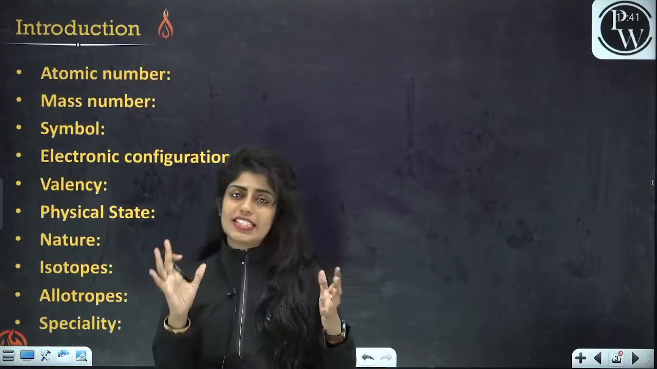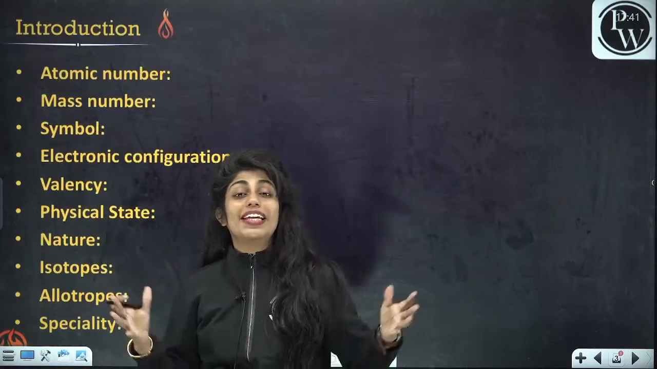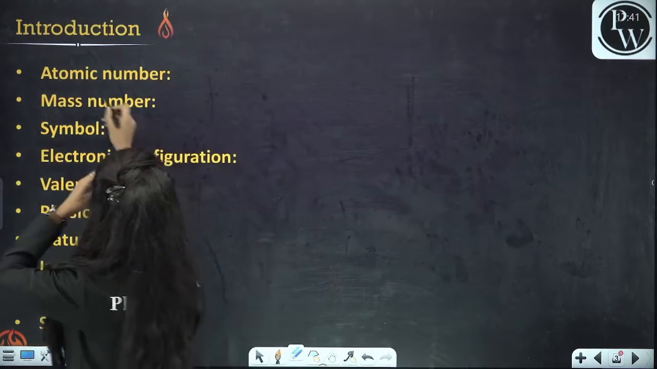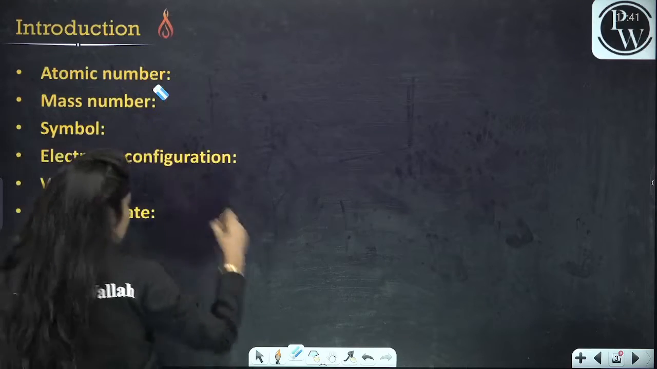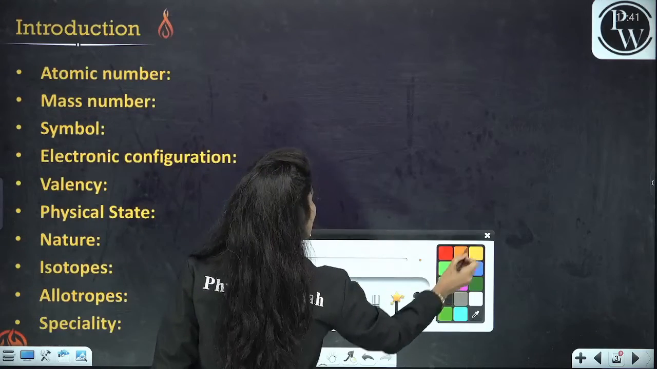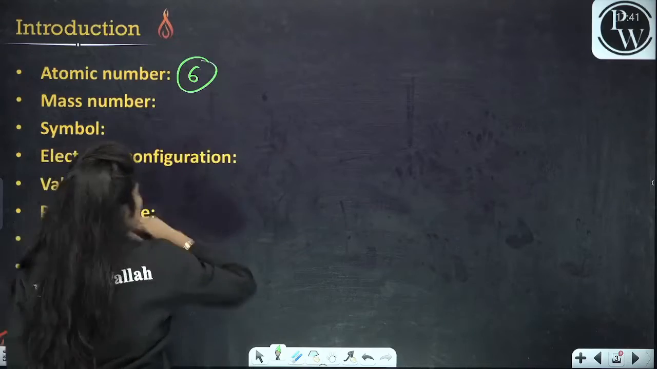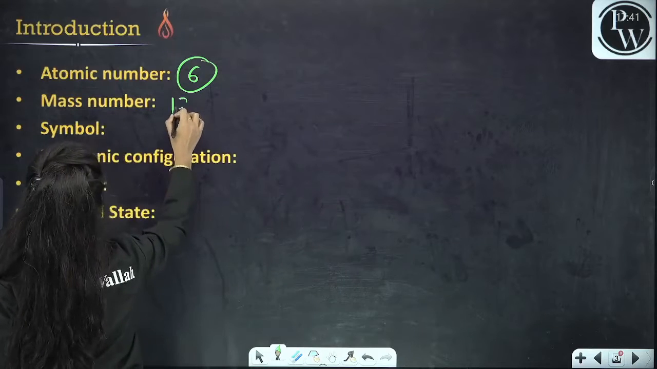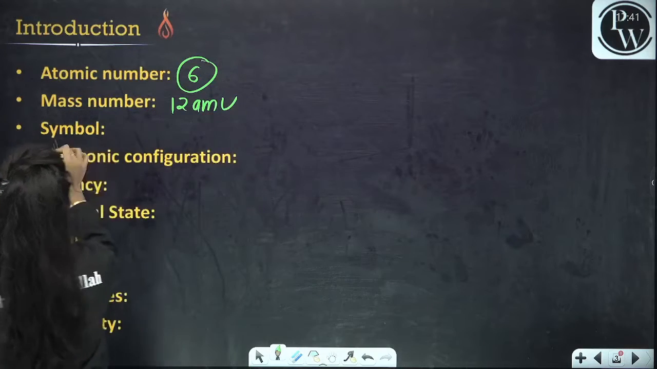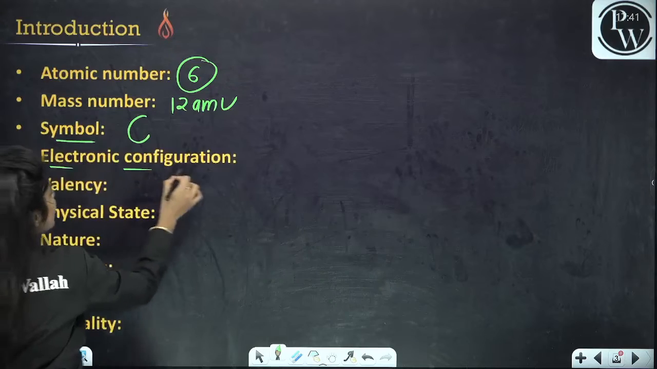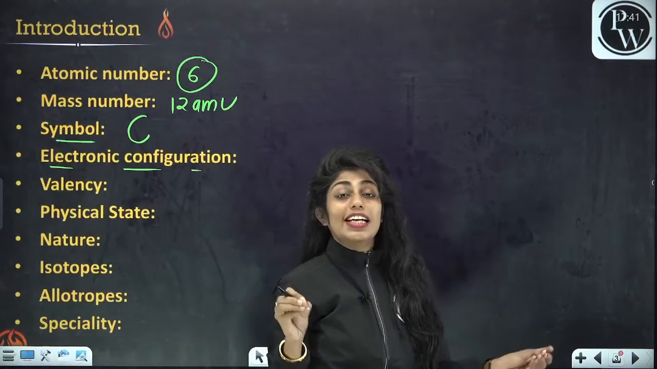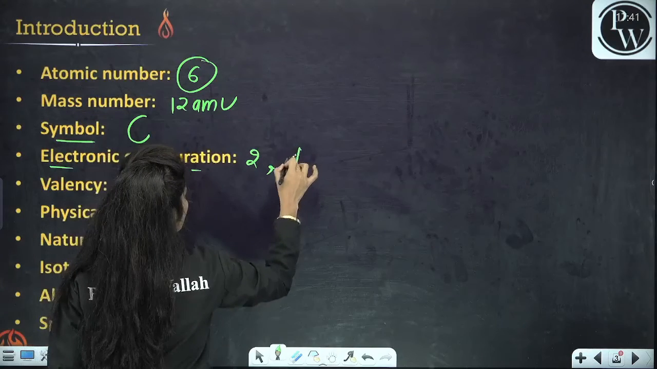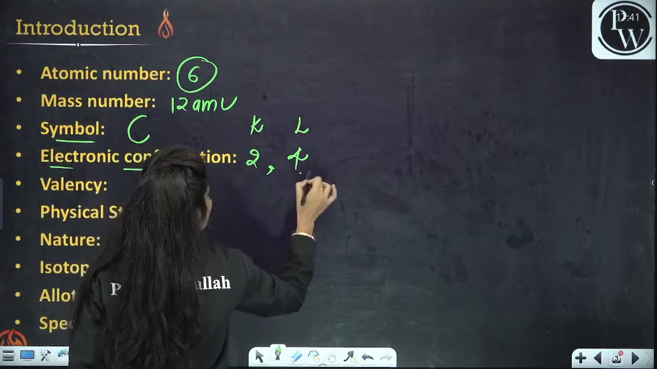So, very first, let's take the introduction because introduction is always important. Let's know more about carbon. Here you can clearly see the atomic number of carbon, I can write that's 6. So next we have the mass number which is equal to 12 amu, and then we have the symbol capital C and electronic configuration. You have to fill the electrons in the K and the L shell. So we have 2, 4: 2 in the K shell and 4 in the L shell.